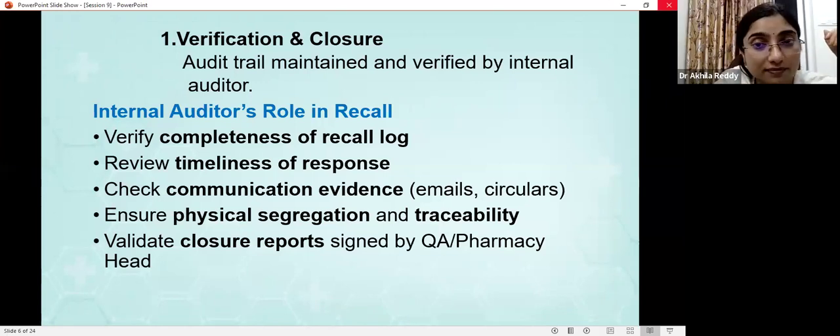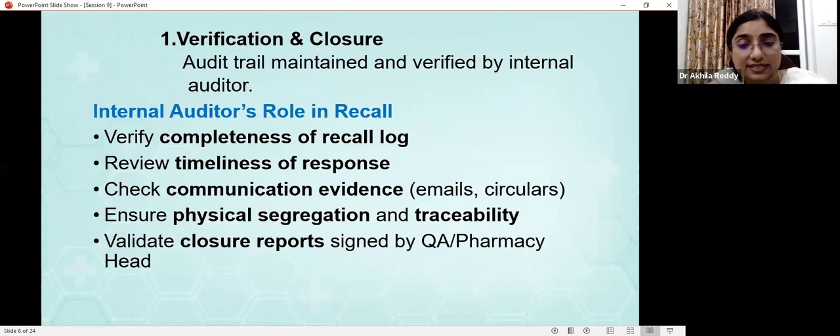You will have separate forms. Without those forms, it is not considered. Without documentation, it is not considered at all. And review timeliness of response. Whenever you have written all those logs, there will be timelines, right? So review those responses as well, whether they have been sent from all the departments, usage area, storage, and what is the timeline, how many responses you got, how many reactions you got, what is the duration. So you are going to review all those responses also.